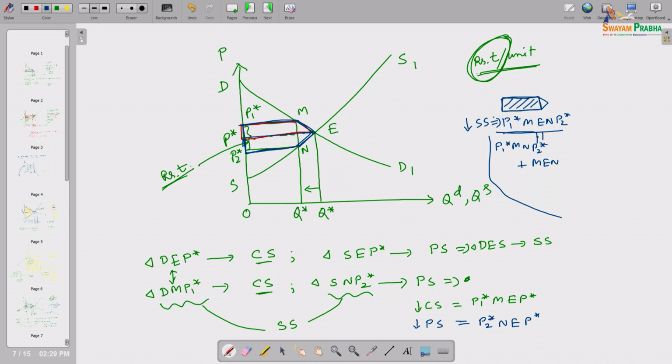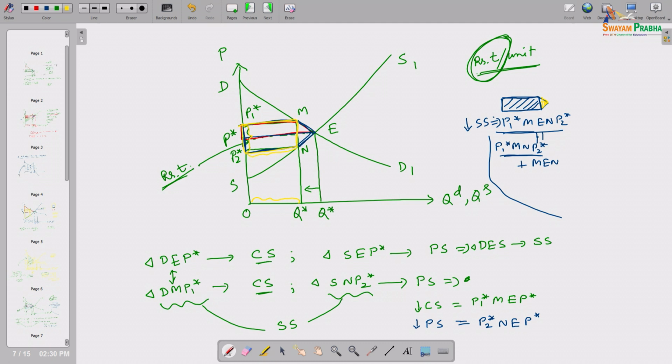This rectangular area is P1* M N P2*, this is M N P2*, okay. And this yellow color area is basically M E N. Now, look at this rectangular area, the yellow rectangular area in the diagram. What is that? This is the tax amount imposed per unit of the transaction of the commodity, right. And after the tax imposition, this much of transaction is happening. So, P2* N, this much of transaction is happening.